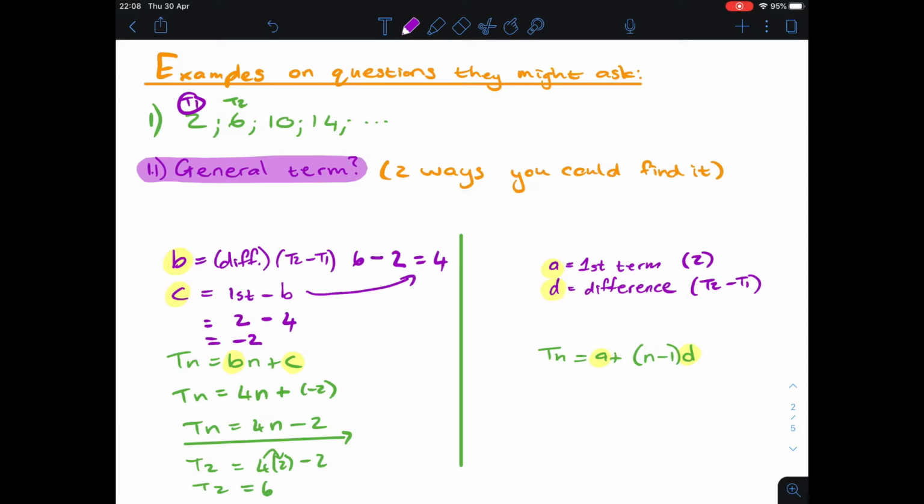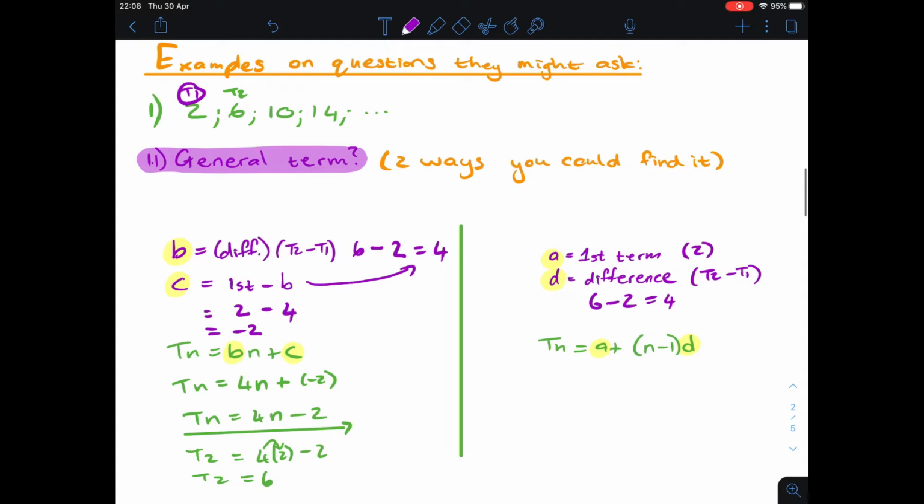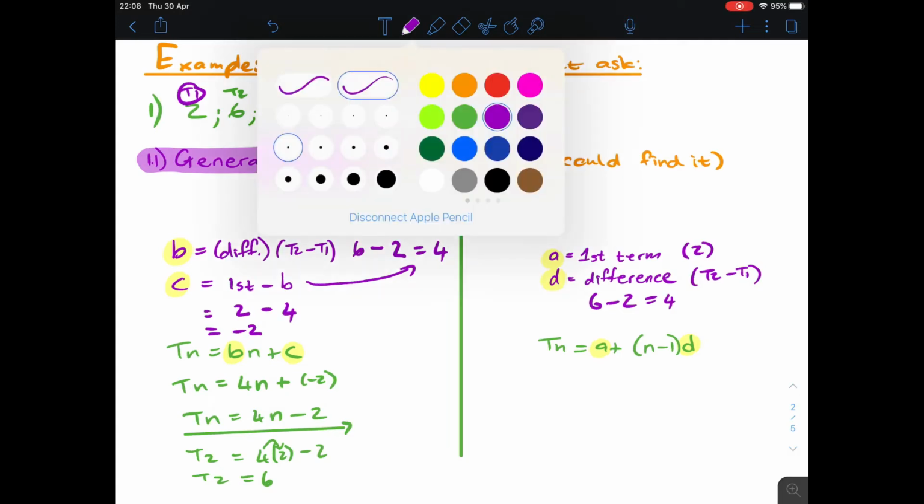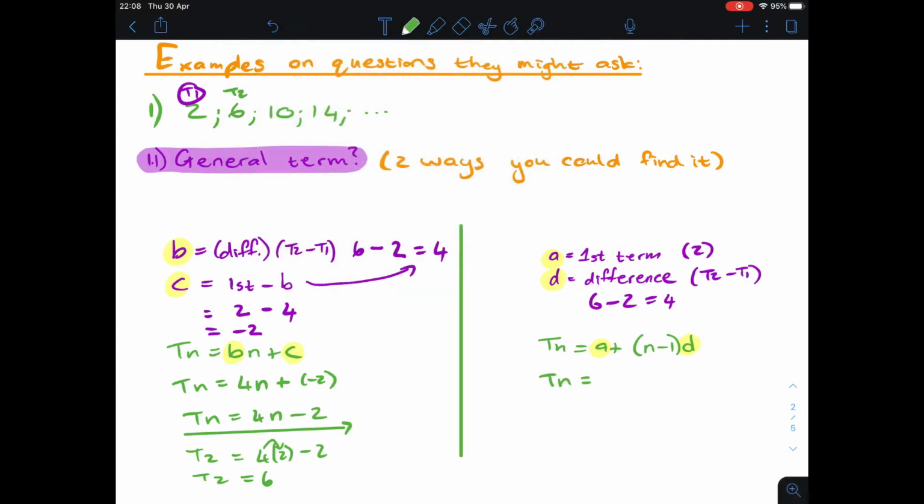Then the D stands for difference. So that's quite easy to remember. And the difference again is term 2 minus term 1. So 6 minus 2, which is 4. So now I have the D value, and I can substitute that into my formula. So Tn is equal to 2 plus, and then (n minus 1) in brackets, and then outside the brackets, the 4. Now I need to multiply from the back. So I have Tn equals 2 plus 4n minus 4.